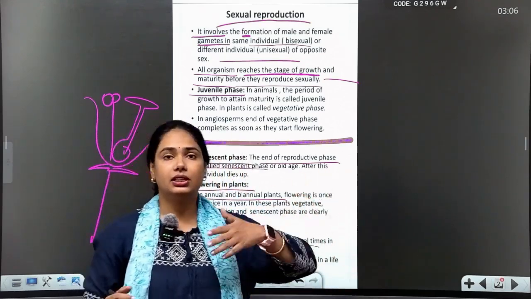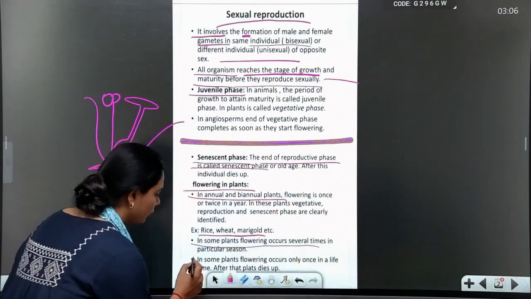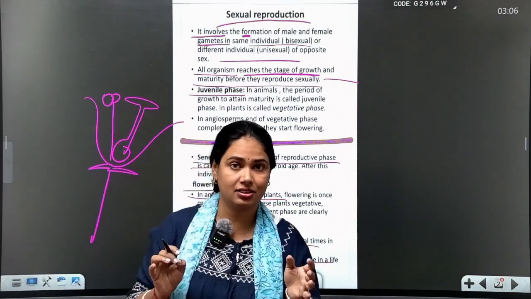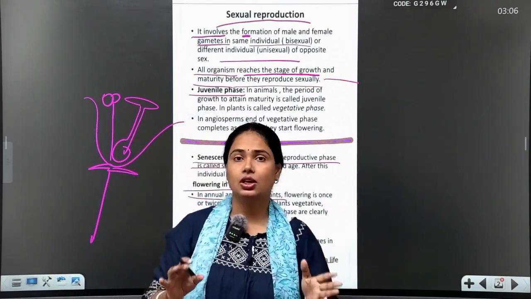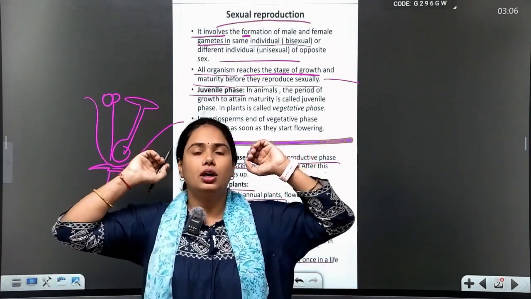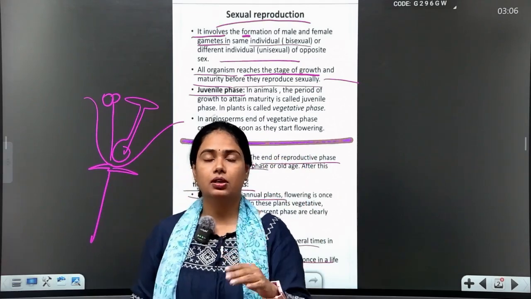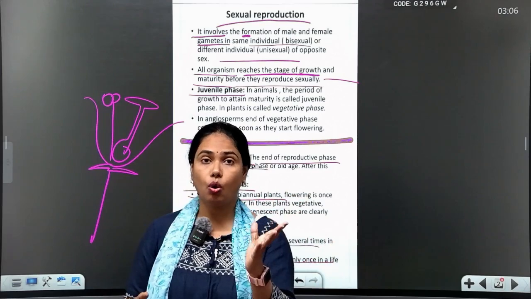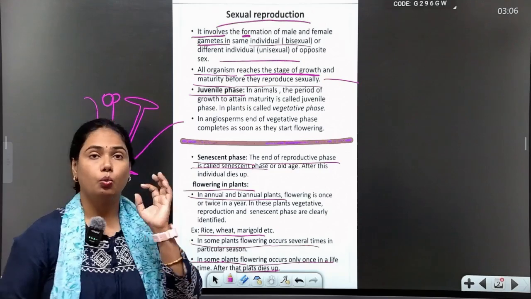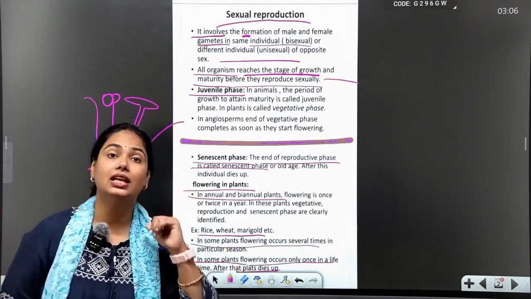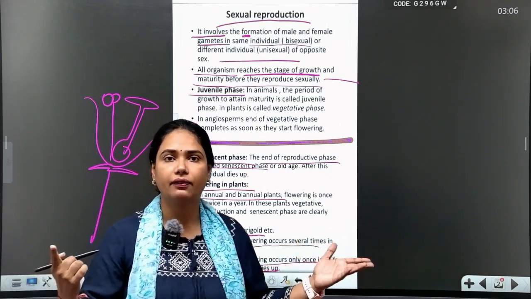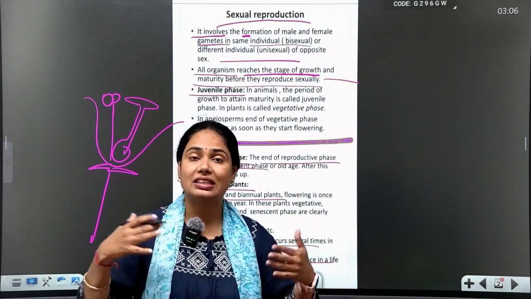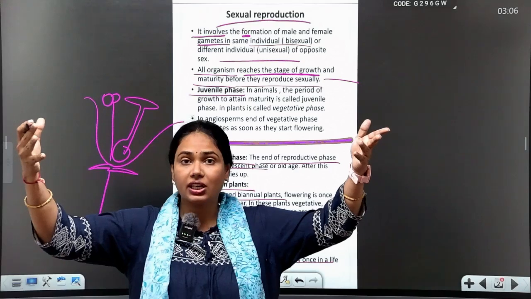So there are plants that flower several times in a year. But there are also some plants in this whole world which show flowering only once in their whole life. This is a very important topic, students. Once in their life, and then nothing happens. So there is only one chance to reproduce, to make seeds and form the next generation of plants.